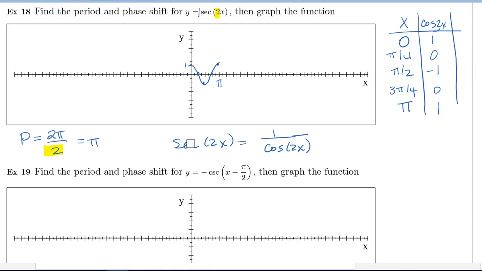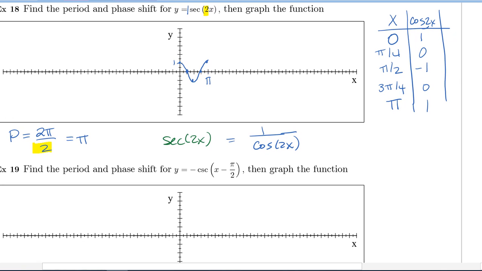And then if we're looking at secant here, secant would be the reciprocal of all of these values for cosine. So 1 divided by 1 is 1. 1 divided by 0 would give us an asymptote. 1 divided by -1 would be -1. 1 divided by 0 again would be our asymptote. And then 1 divided by 1 would be 1 again.